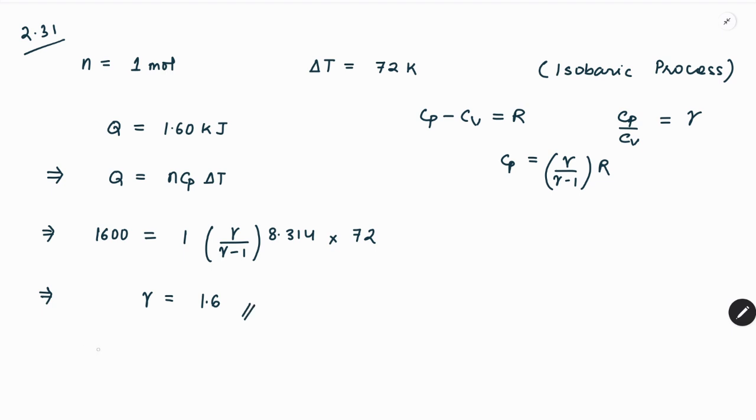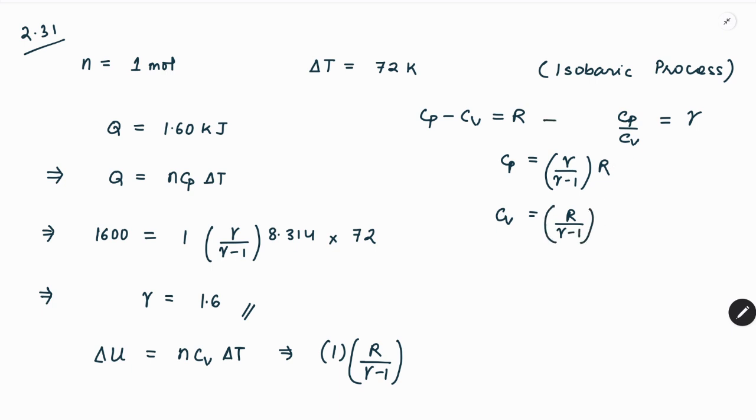Now for the second part, we are calculating the internal energy change. The internal energy change is equal to n Cv dT, where the number of moles is 1 and Cv we write as R by gamma minus 1. I am mentioning Cp as this, and this one is R by gamma minus 1. We obtained these two equations from equation A and equation B respectively. Then delta T, the change in temperature, is 72 Kelvin. If we substitute gamma equals 1.6 and R equals 8.314, we get the internal energy change as 1000 joule, or roughly 1 kilojoule. So this is the second part of the problem.